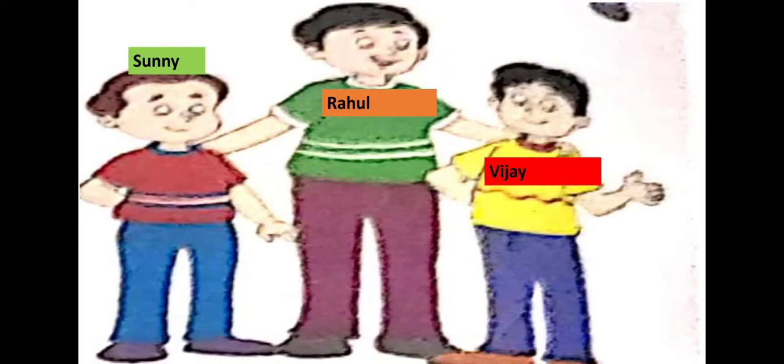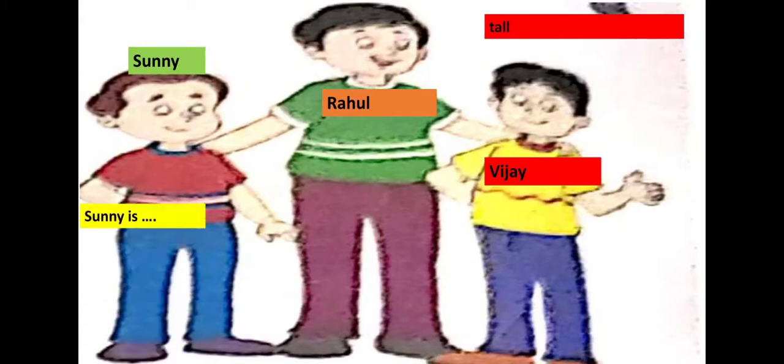Let's look at this picture. There are three boys, Sunny, Rahul and Vijay. Now we will have to answer the questions that follow. So, in order to answer these questions, we're going to consider the adjective tall. Now let's look at the first question. Sunny is dash. For this sentence, we're going to write the word tall as it is because Sunny is not being compared to anybody.